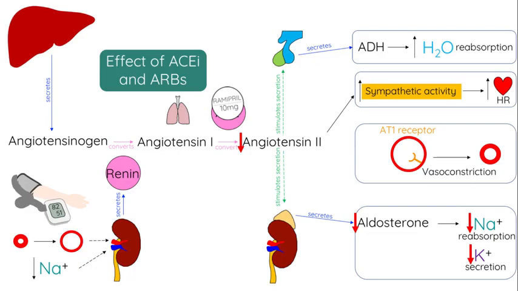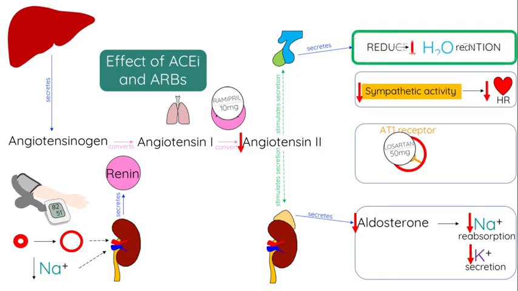Note that angiotensin receptor blockers work by directly inhibiting this receptor. They also reduce heart rate by preventing the sympathetic effects of angiotensin 2. And finally, they inhibit the release of antidiuretic hormone mediated by angiotensin 2, and so this reduces water reabsorption and blood volume.